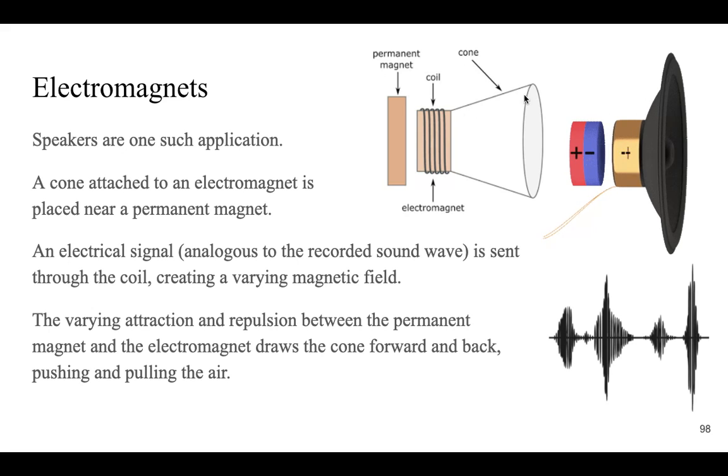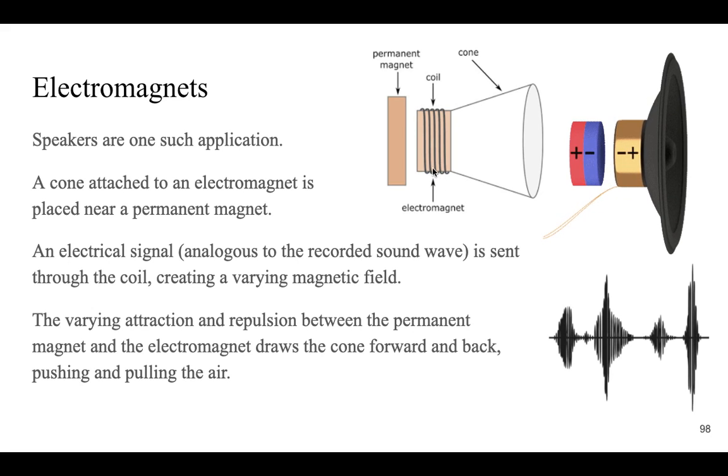You've got this cone here, which is made of cardboard or paper or something like that. And the cone is attached to an electromagnet like this. And right behind this electromagnet, we have a permanent magnet like this. So what you do is you send an electric signal going through these wires. On this picture, the signal is going to go through here.